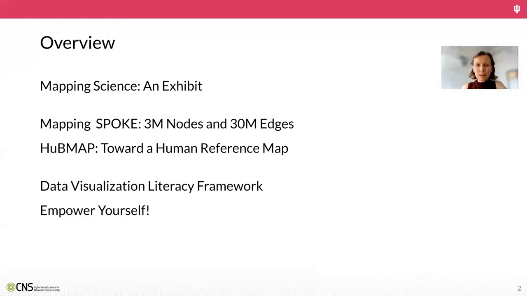I will then present on HuBMAP, the ambition to map the healthy adult human body at single cell resolution, 33 trillion cells, to create a reference atlas of the healthy human body. And I will also tell you a little bit more about the data visualization literacy framework, which my team has been developing for many years now and is actively teaching in several courses. One of them I will also entice you to participate in, which is the Visual Analytics Certificate. And I would like you to empower yourself by making your own data visualizations.